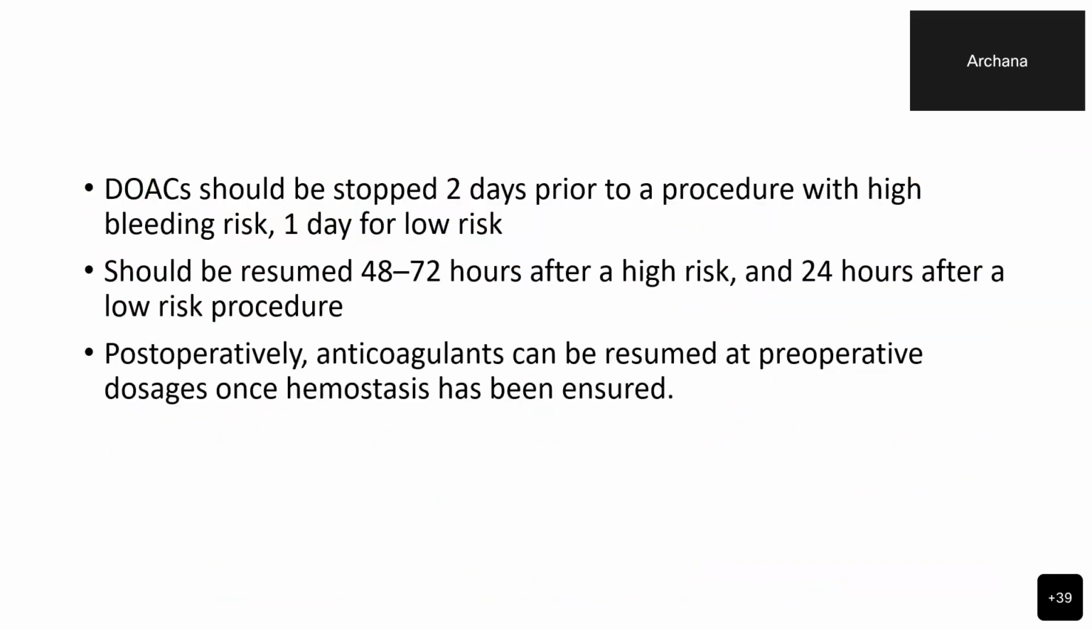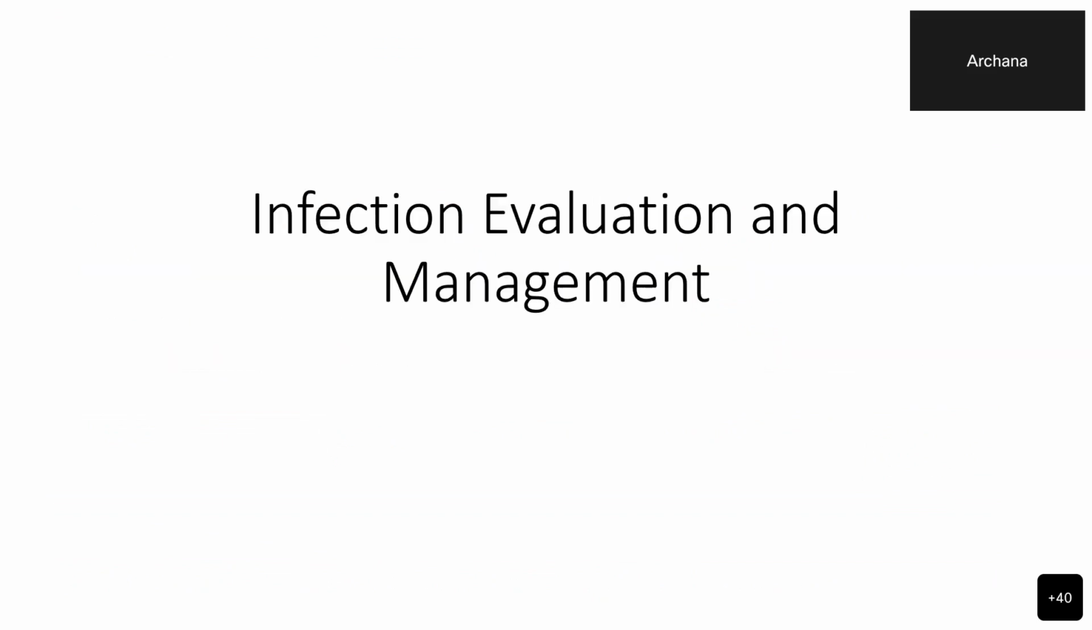So DOAC should be stopped 2 days prior to a high risk bleeding procedure, or 1 day for low risk. It should be resumed 48 to 72 hours after a high risk procedure or 24 hours after a low risk procedure. Postoperatively, anticoagulants can be resumed at preoperative dosages once hemostasis has been ensured.